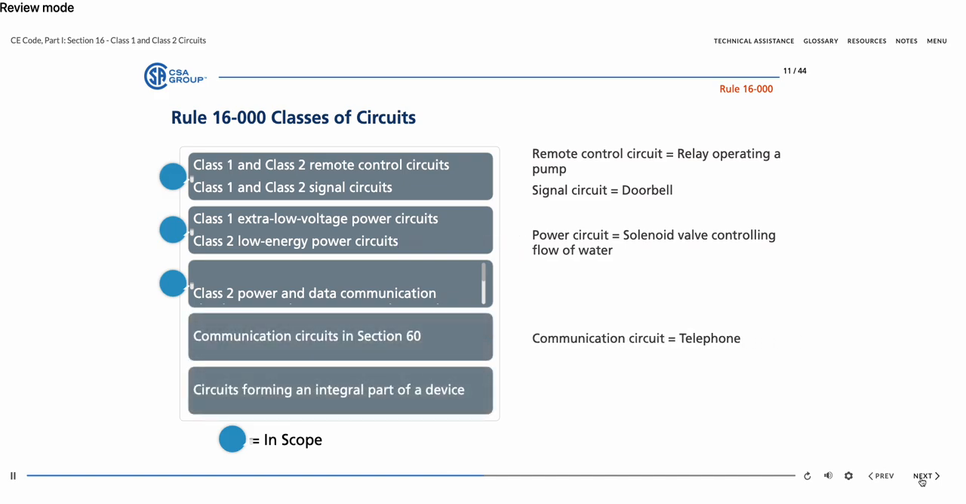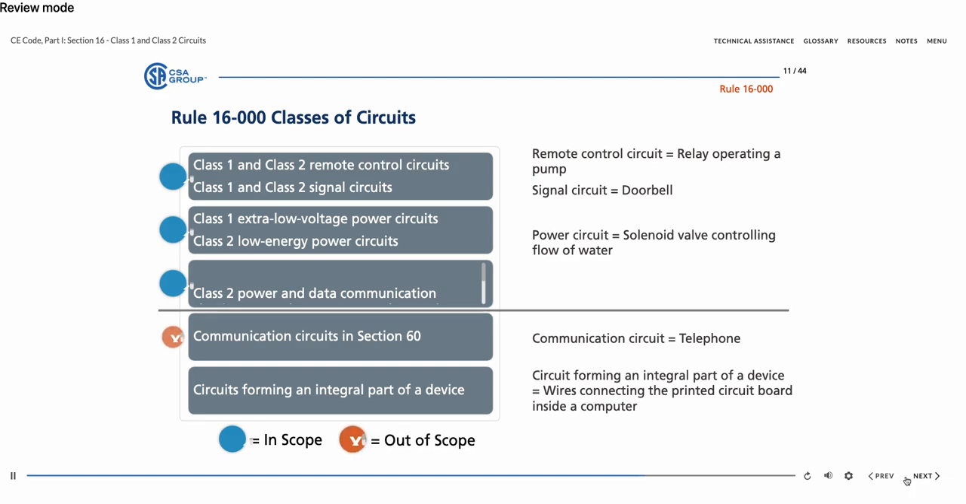An example of a circuit forming an integral part of a device are the conductors connected to the printed circuit board in a computer. Some communication circuits are power limited and have the characteristics of Class 2 circuits but are not considered as such because they carry data, voice, radio, television, and telegraph signals. As a result, Subrule 2 excludes communication circuits from the application of this section.